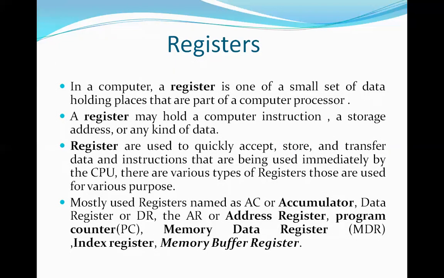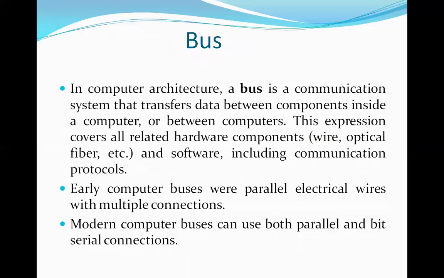There are various types of registers. Those are used for various purposes like accumulator, data register, address register, program counter, memory data register, index register, and memory buffer register. It is a quickly accessible location available to a computer's processor. Registers usually consist of a small amount of fast storage, although some registers have specific hardware functions and may be read-only or write-only.